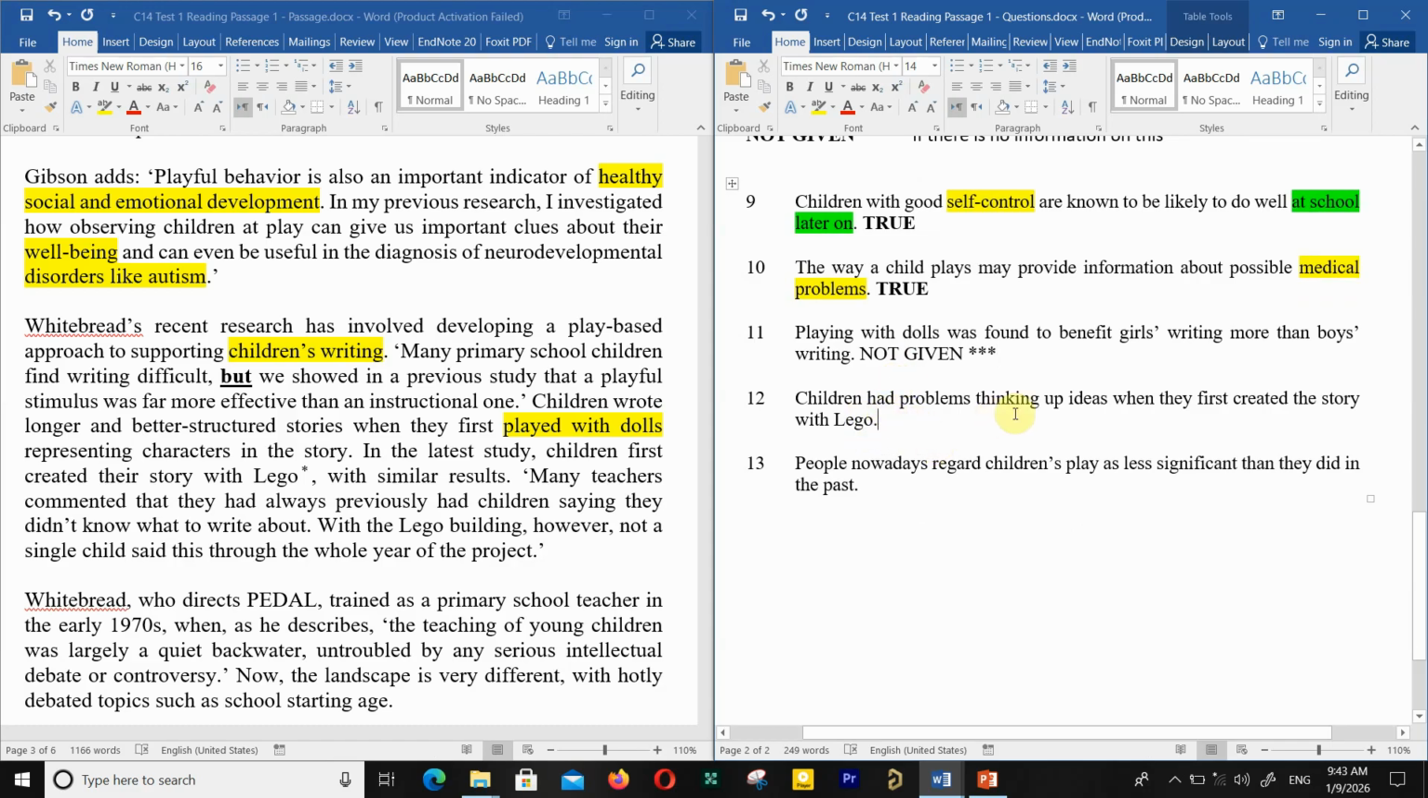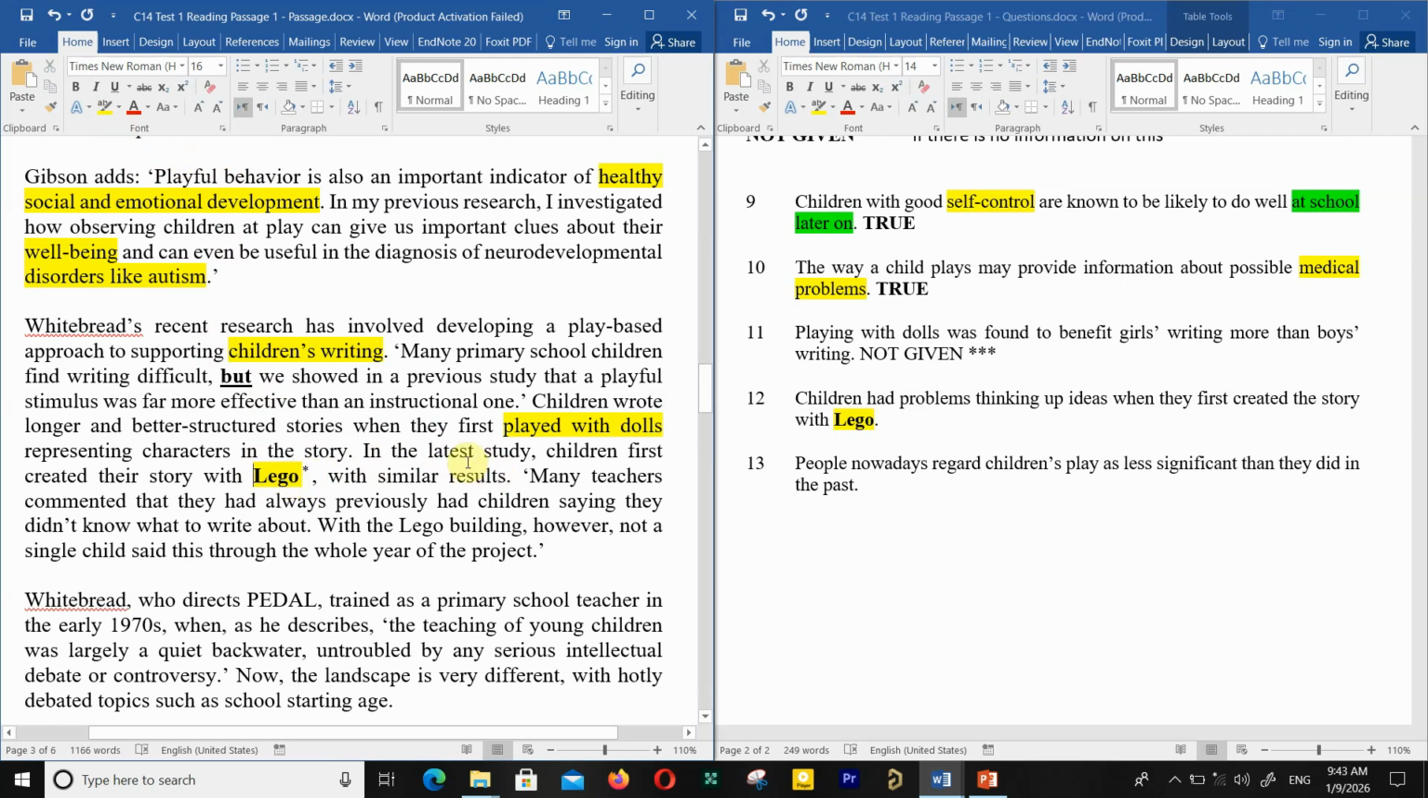Children had problems thinking of ideas when they first created the story with Lego. Lego is something really easy to find and not paraphrased. Always look for the keywords that are not paraphrased. Lego. Here, this is Lego. So I find it.